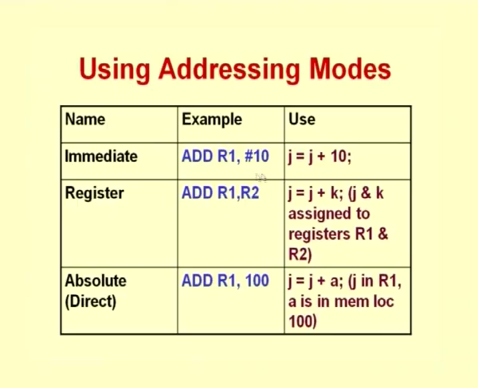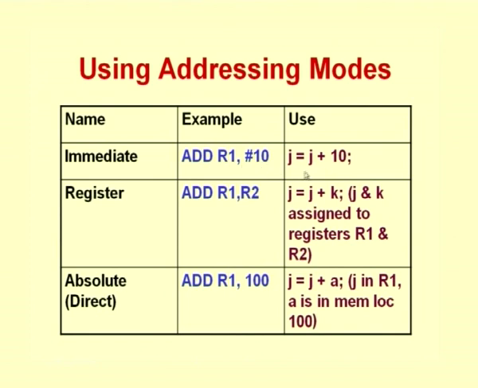Okay. Now, coming to the uses of these addressing modes. We will go through all these addressing modes one after the other. Let us take first the immediate addressing mode. As I said, the example would be something like this: add R1 comma hash 10. So, hash 10 here, this number 10, is the immediate value that needs to be added to R1.